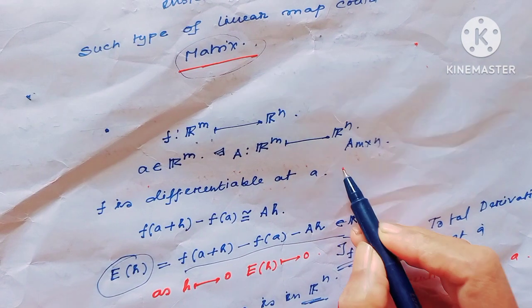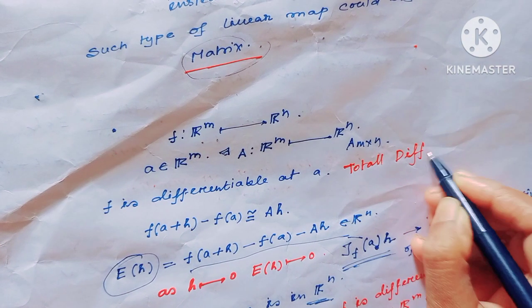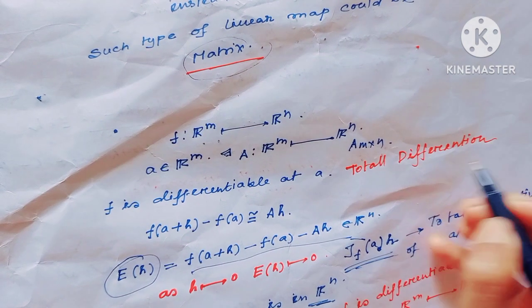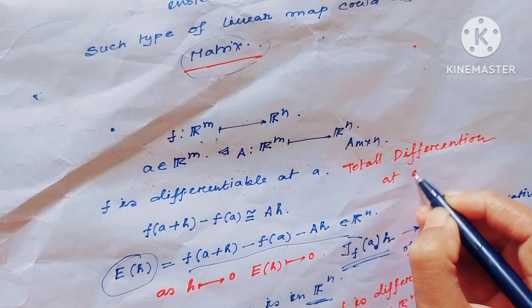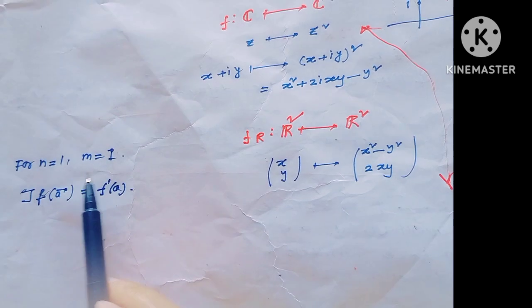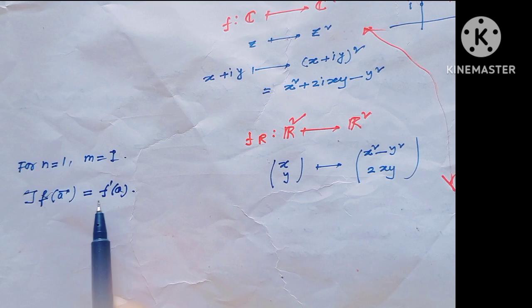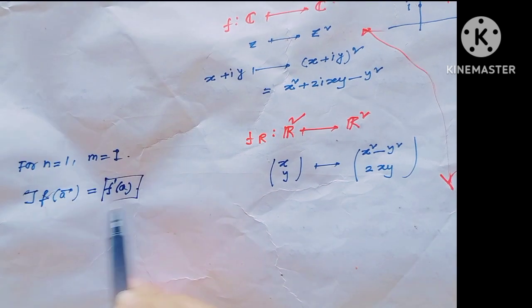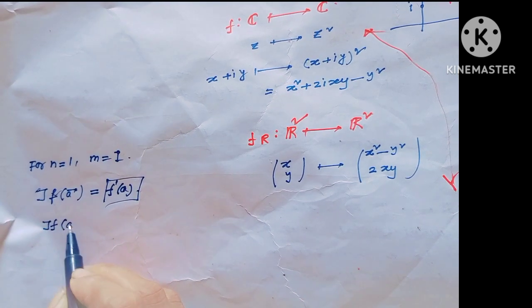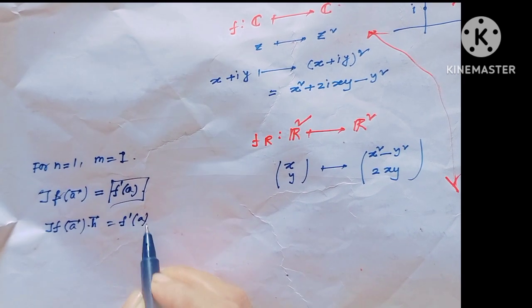This type of differentiation is actually called total differentiation. When a function is defined from Rm to Rn, this type of differentiation is called total differentiation at a point a, and the derivative is called the total derivative. When n and m are equal to 1, then the Jacobian matrix at the point a is actually f prime of a. And if we want to evaluate the Jacobian matrix at the point a times a vector, this would be f prime of a times the vector.